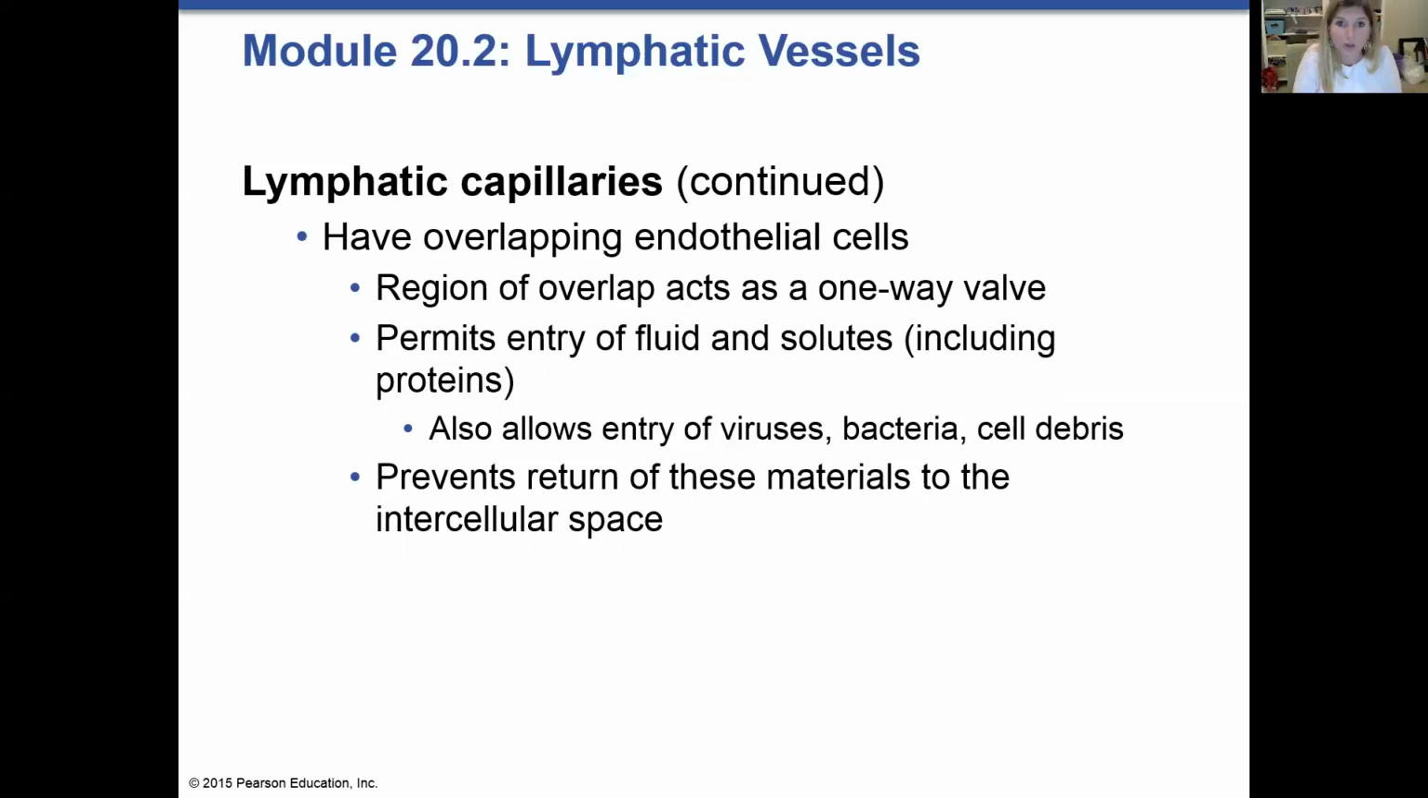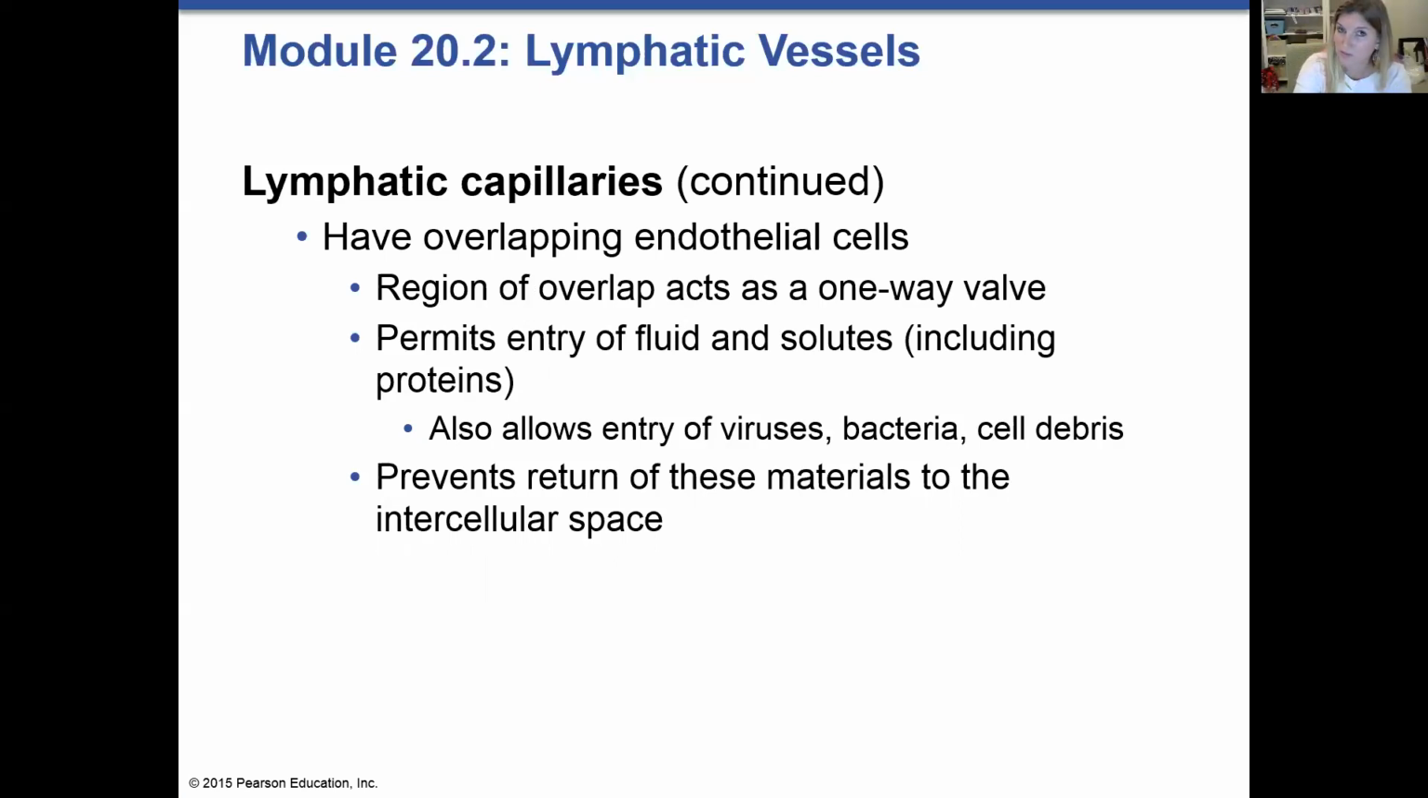This is also allowing any viruses, pathogens, cellular debris to come into the lymph, right? It's acting as just this one-way door. Whatever's left over here in this interstitial fluid comes right in here, enters the lymphatics, and we'll handle it, right? So that gets into the role of the lymphatic system.